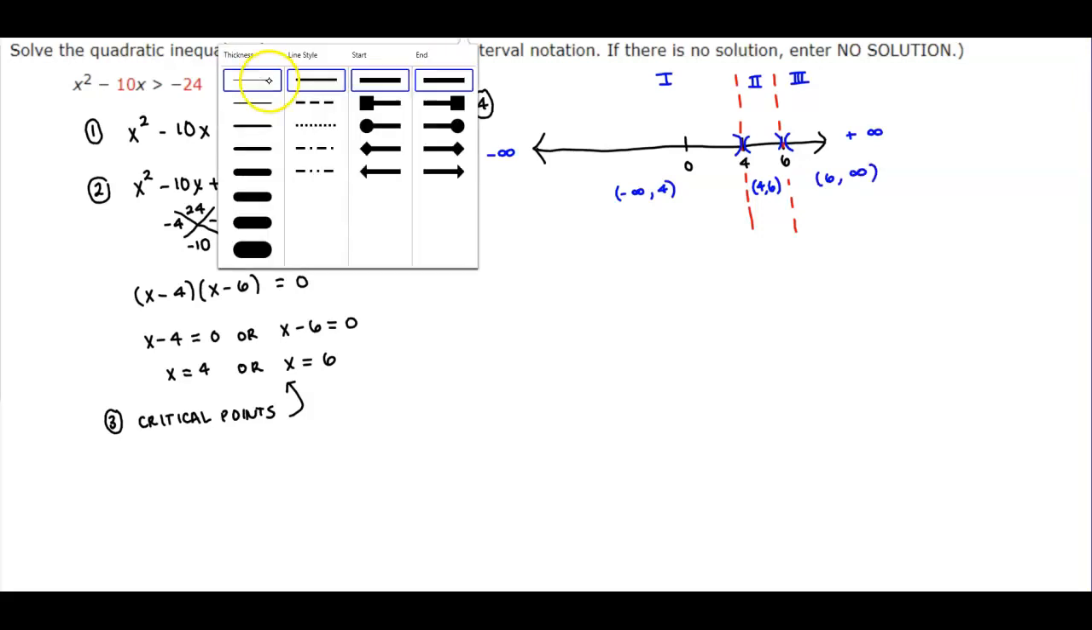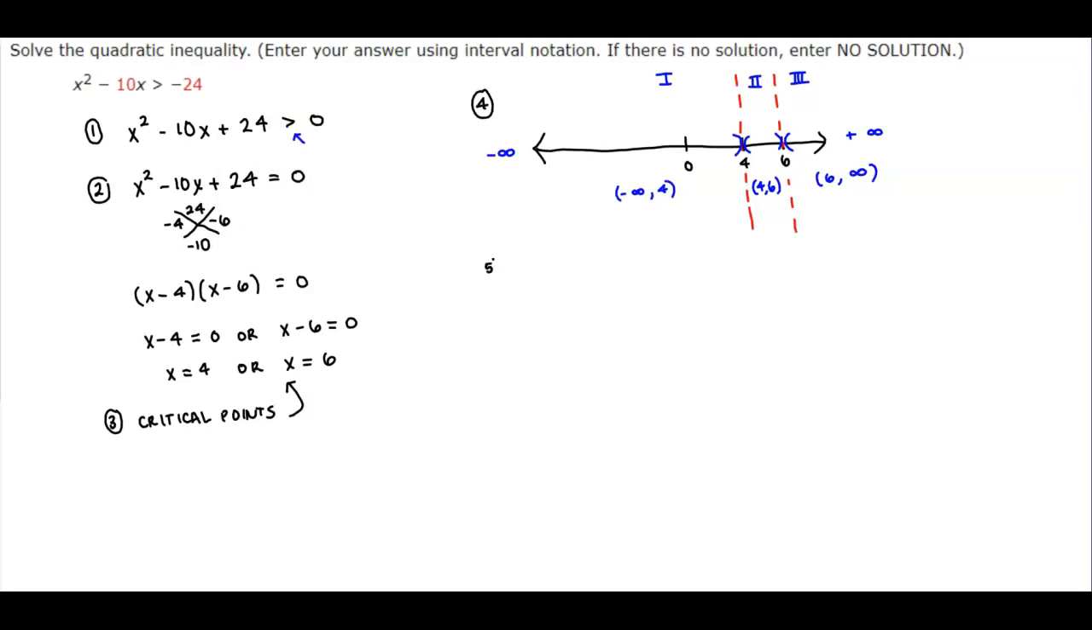And so now what we want to do is take a testing point for each region. So in region number 1, we can pick the value of 0. And then we're going to plug it into the inequality x squared minus 10x plus 24 being greater than 0. So if we plug in 0 squared minus 10 times 0 plus 24, what's left is 24, and 24 is greater than 0, so that tells us that it's true in region number 1.